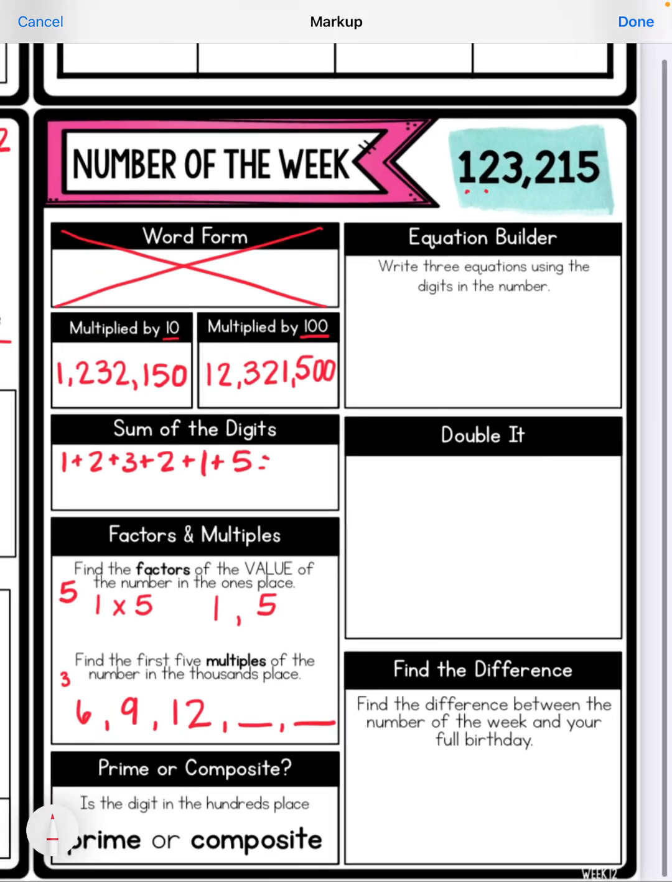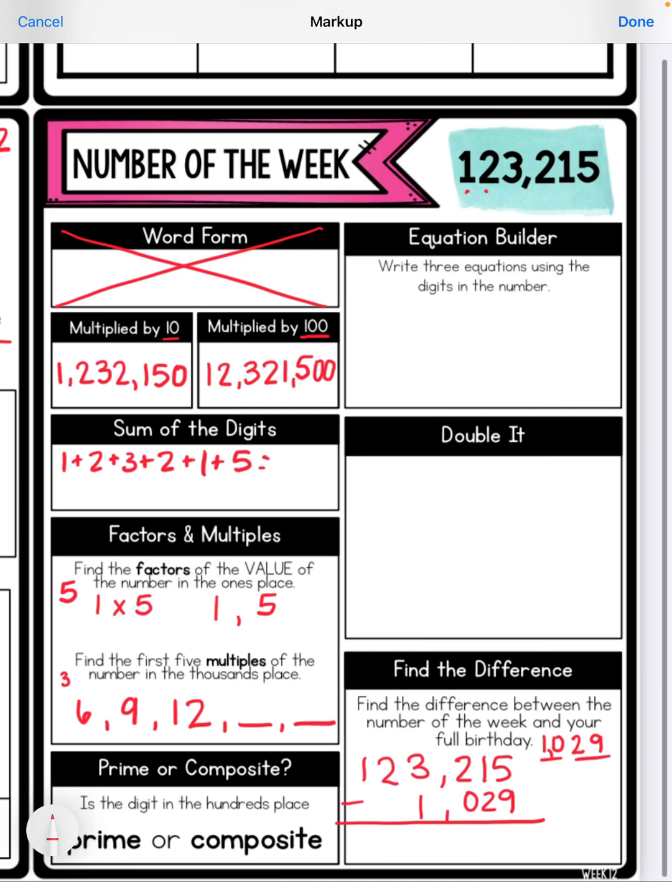Find the difference. Find the difference between the number of the week and your full birthday. So, for example, my birthday is October 29th. So, October is the 10th month. So, I'll write 10, 29. And I'm going to add my comma in. So I'm going to subtract 123,215 minus my birthday in number form. So again, we're not doing the year, but you'll use the month and then the date.